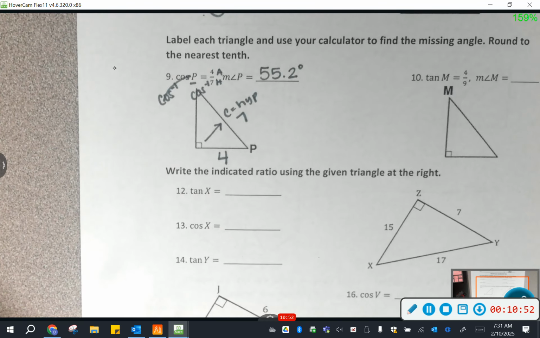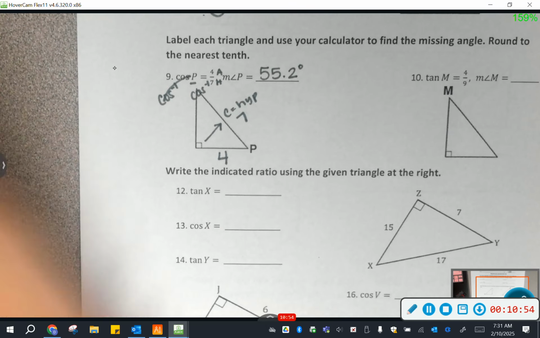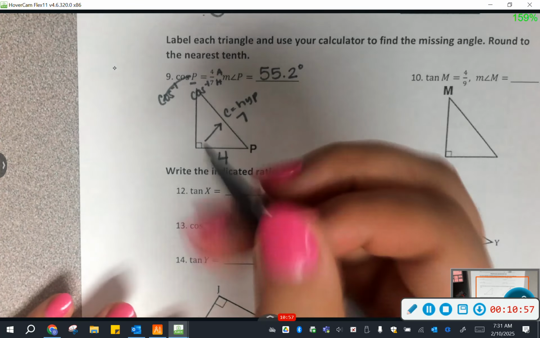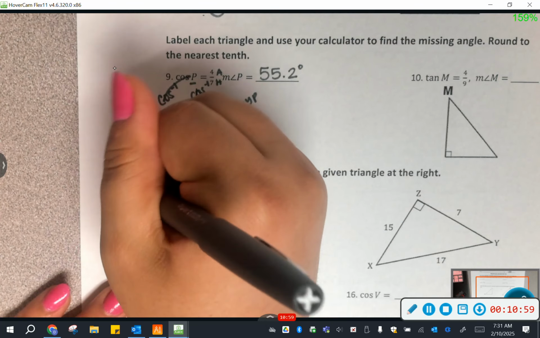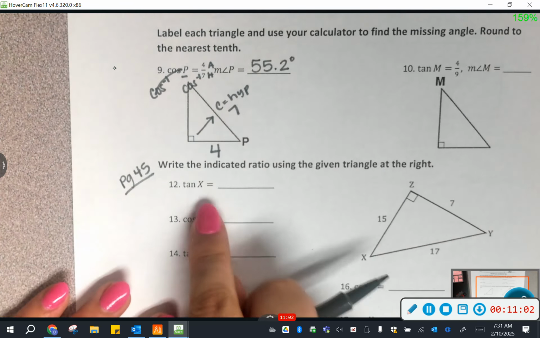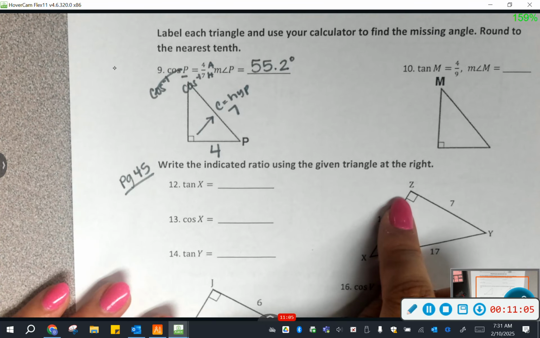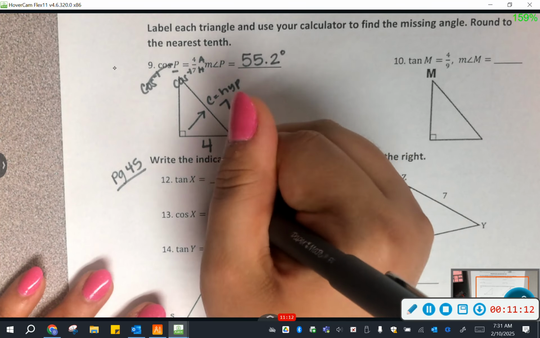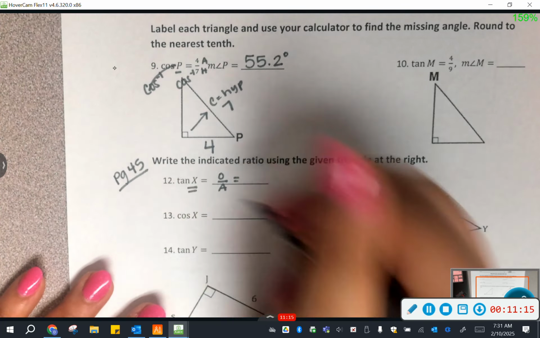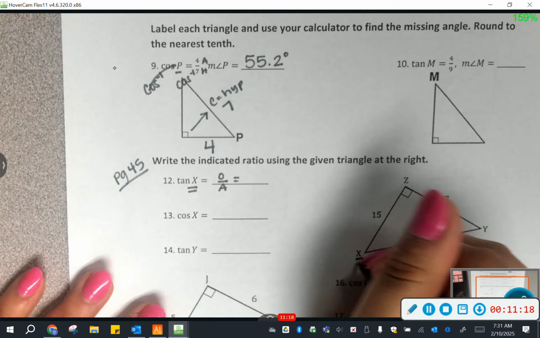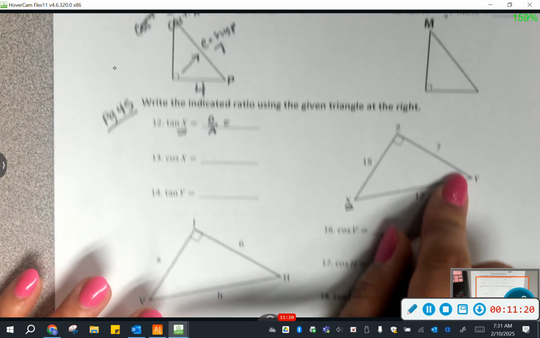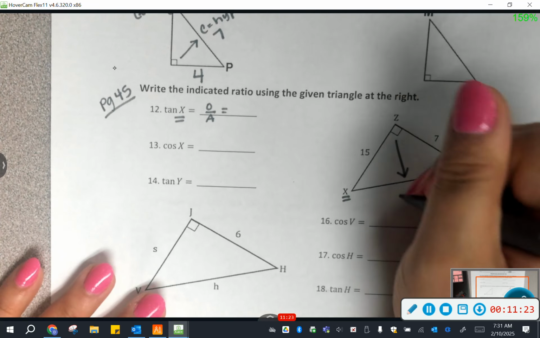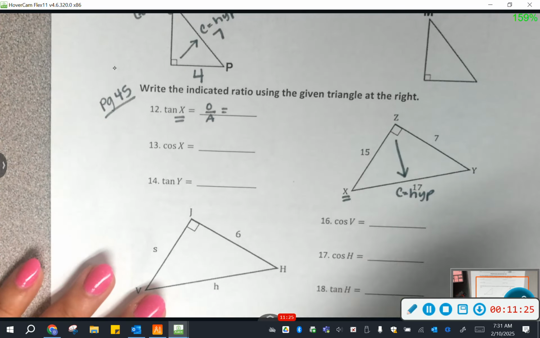I'm also going to do number 12 with you. For these, you're doing like we did on the first day, which is page 45. All I want you to do is give me a ratio, meaning give me a fraction. So tangent of x. Tangent is what? O/A. And this angle is looking at angle what? X. What do I do first? Label your hypotenuse. Everybody label the hypotenuse, please.